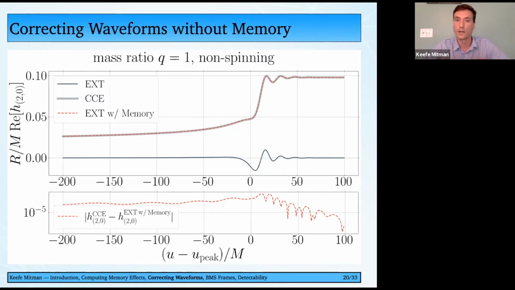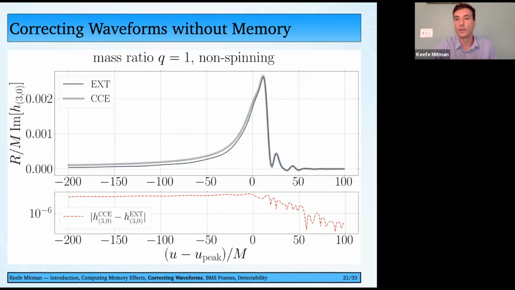So naively, it looks like for all of these thousands of waveforms in our catalog which don't have memory, we can just compute a rough estimate of what the expected memory should be and just add it back on. Then we can ask ourselves the same question, but for the spin memory. Unfortunately, things are a little bit different. For some reason, the extrapolated waveforms capture a non-zero spin memory. Here again, I have the extrapolated waveform in black and the CCE waveform in gray. What you'll notice is that the extrapolated waveform still has this bump-like function. It's not just oscillations around zero.